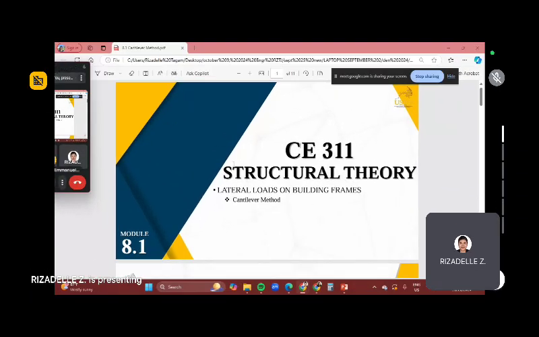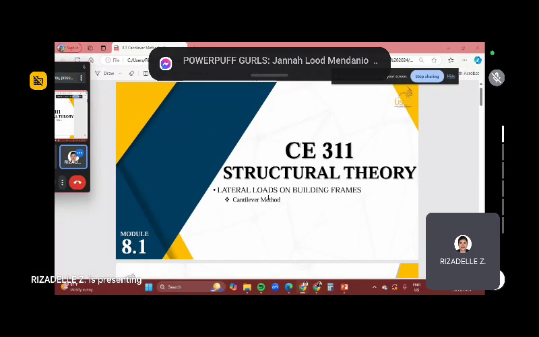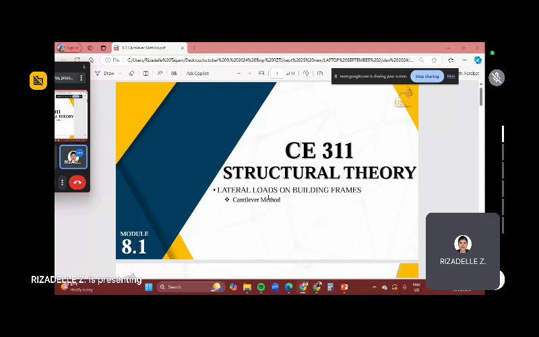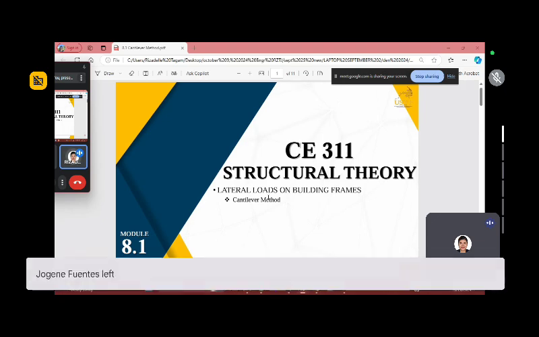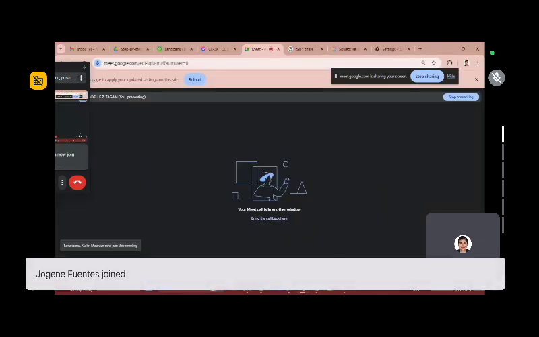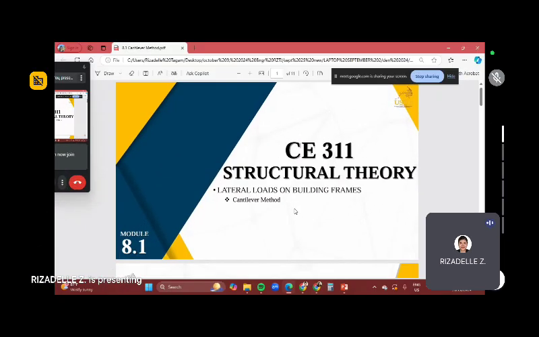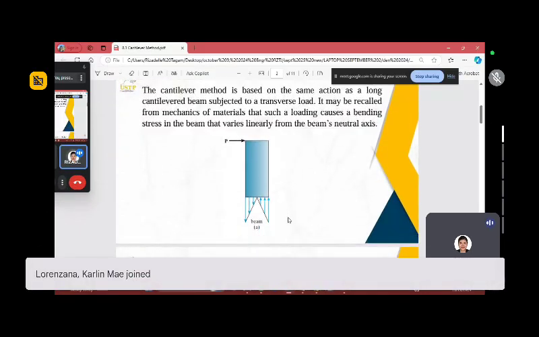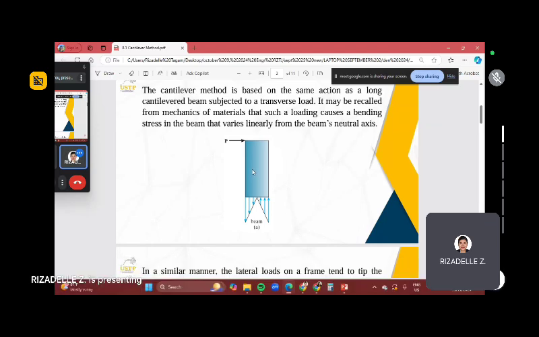Yes po. Thank you. So, if you remember, using portal method, our assumption is that there is a shear at each column and double shear for the interior and then single shear exterior. That is for our portal method. When it comes to cantilever, lahi po yung concept. So the cantilever method is based on the same action as a long cantilevered beam subjected to transverse load.